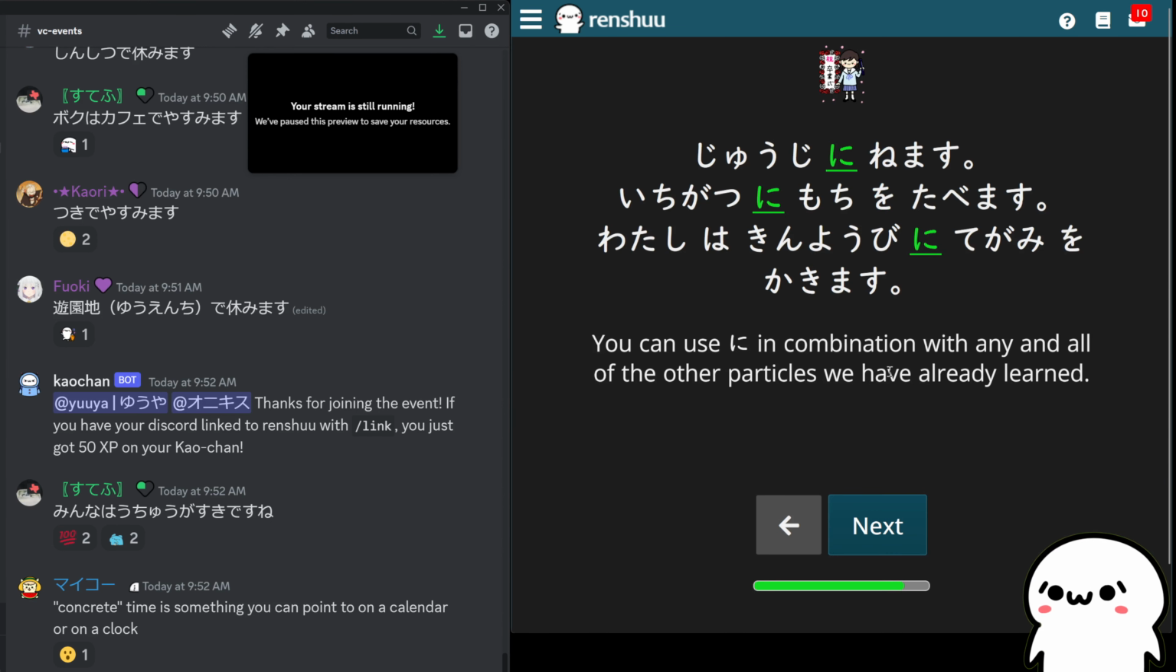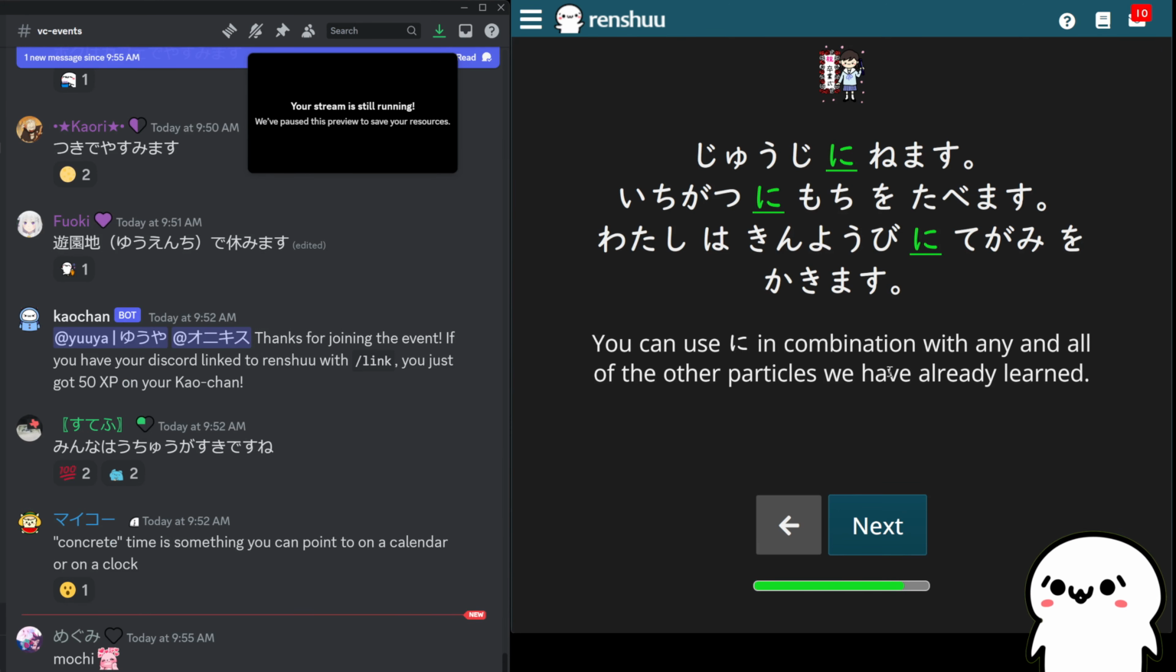If you're talking about sleeping and you go to sleep at 10, like I try to, because I have to wake up early for my kids, you might say, 10時に寝ます. I go to sleep at 10. Or if you're in Japan and you're following along with Japanese traditions, it's very common, especially on New Year's, but in January, to eat mochi, which is made out of rice. And so you might say, 1月に mochi o tabemasu. In January, I eat mochi.